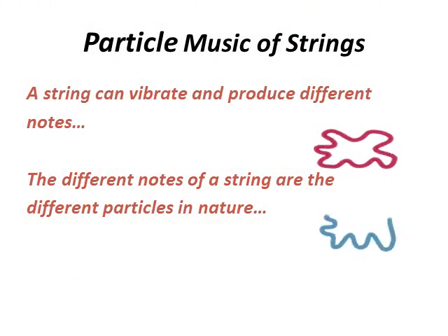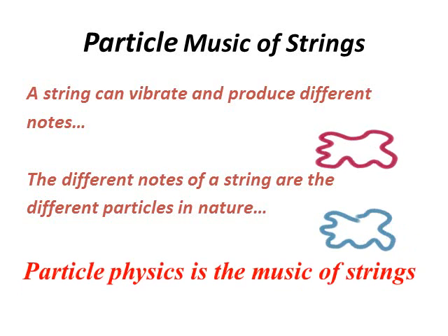When a string vibrates, such as a violin or guitar string, it can produce many different notes. The basic idea of string theory is that the different fundamental particles in nature are simply different vibrations of the same piece of string. Thus, a single string can represent the whole array of subatomic particles. One could say that the music of strings is particle physics.